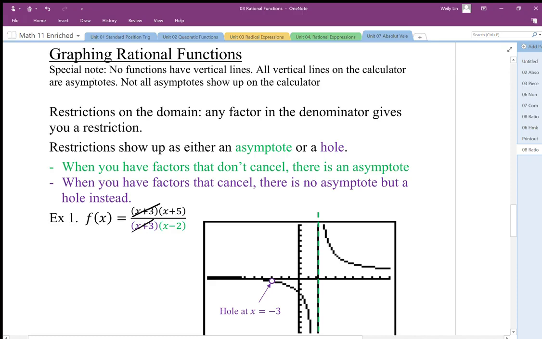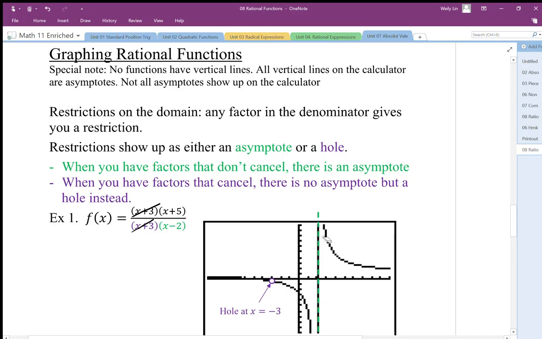Now, I put a special note on here on calculators, on graphing calculators. The vertical line sometimes is drawn in and sometimes not, but it's important to understand that that vertical line is actually not part of the graph. Okay? That line is an imaginary line that doesn't exist, that the values approach.